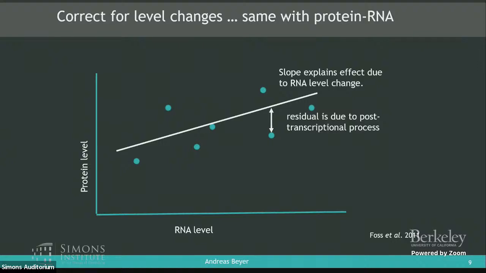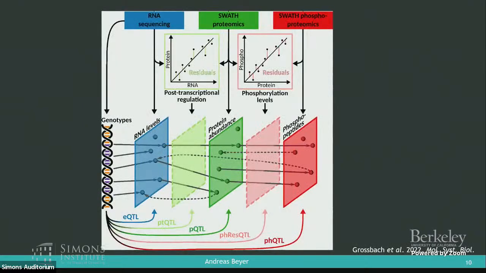So we create new traits. So now we have the mRNA level as a trait that we can map. We have the protein level as a trait we can map. But we can also map these residuals as new molecular traits that are derived from the other molecular omics layers. So we can now ask which genetic variants are affecting these residuals. So this is what we did.